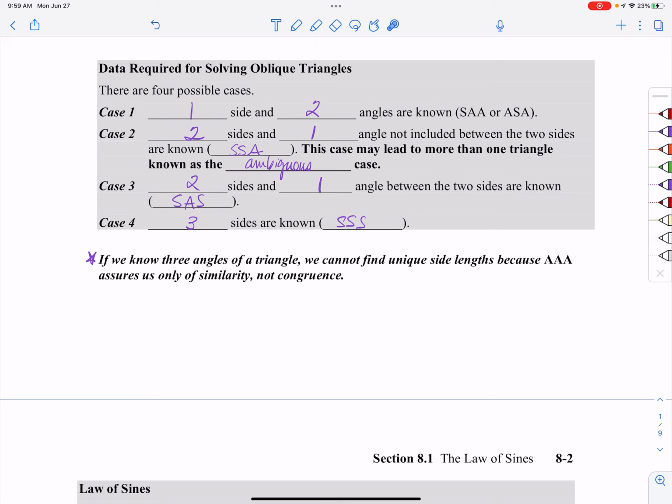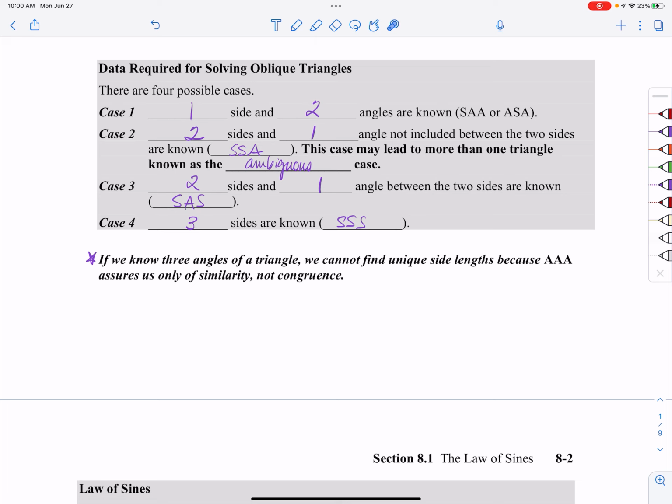Case number two, this is called the SSA triangle, or the ambiguous case. This is where I know two sides and I know the angle that's not included between those two sides. This is called the ambiguous case, and here you might have 0 solutions, you might have 1 solution, or you might have 2 solutions. We'll cover this later in section 8.1. This is going to be the second half of section 8.1.